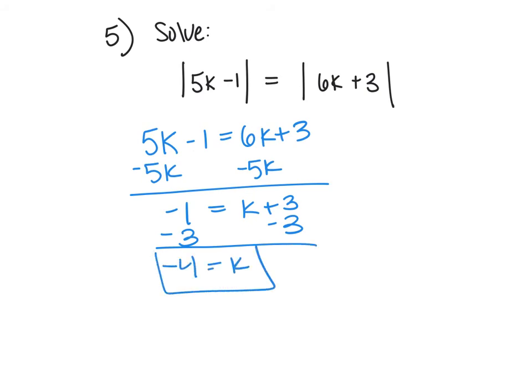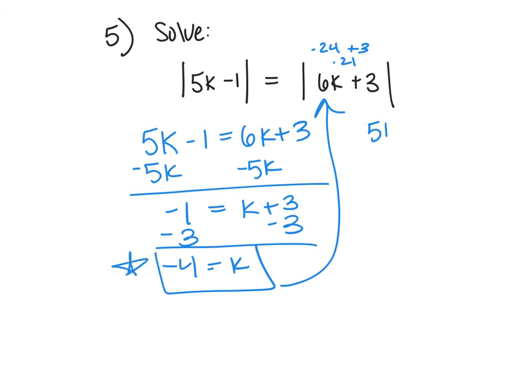So it is okay to have a negative answer here, because if you look up in your original equation, you have absolute value bars. So if we were to plug in that negative 4, we'd have 6 times negative 4, which is negative 24. And then if you add the negative 24 plus 3, you get negative 21. And the absolute value of negative 21 is 21. So it would be okay to have that answer.